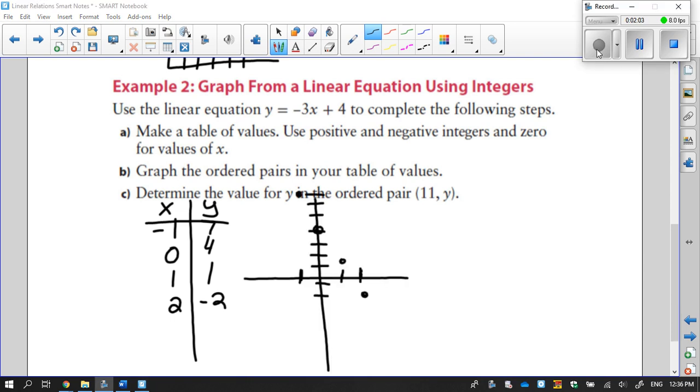Okay, so that's graphed, and determine the value for y in the ordered pair (11, y). So this kind of jumps back to what we did in that missing value section. And all we have to do is y is equal to -3 multiplied by 11 plus 4, which is equal to -33 plus 4, which is equal to -29. And we could extend this out to prove that is accurate, but with our arithmetic, we should be fine.